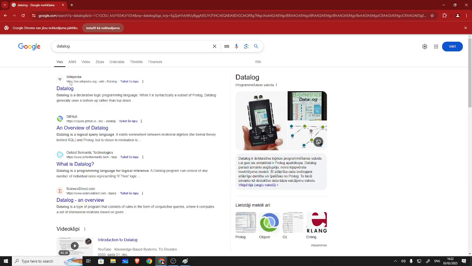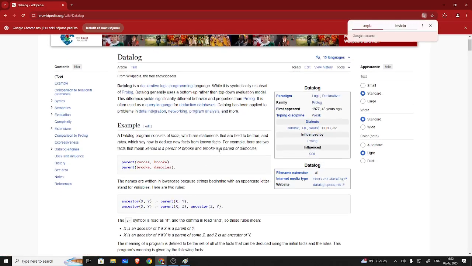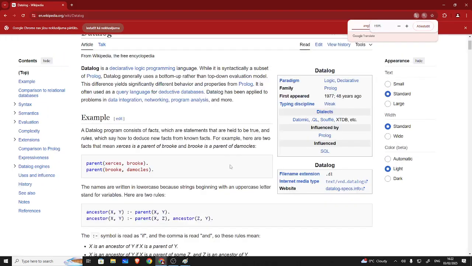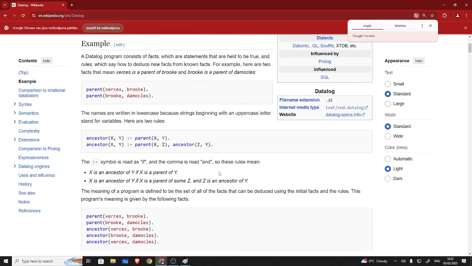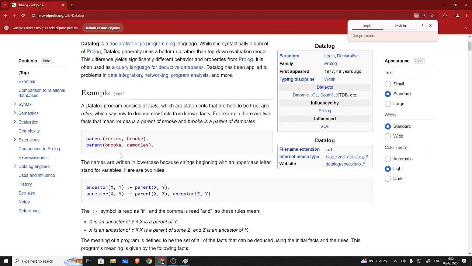Let me show you. It's kind of like Prolog, but it's not quite, right? Let me see if I can make this bigger for you guys. Okay. It looks kind of like, syntactically, a cellular Prolog. So the difference is bottom up. Syntactically, it looks very much like Prolog.